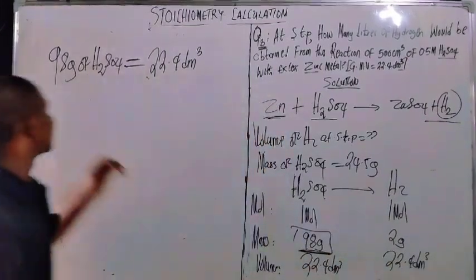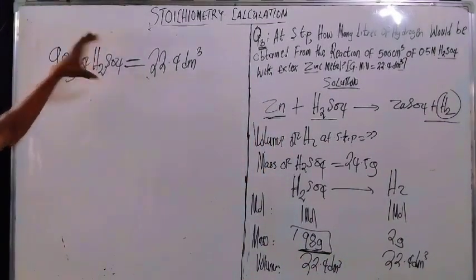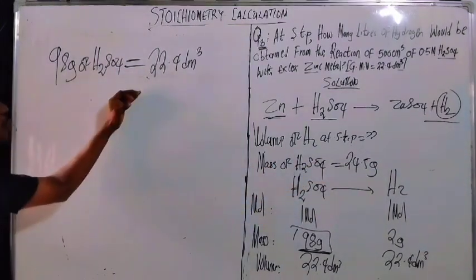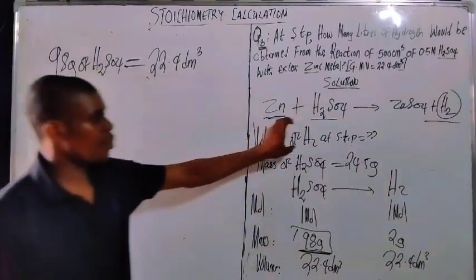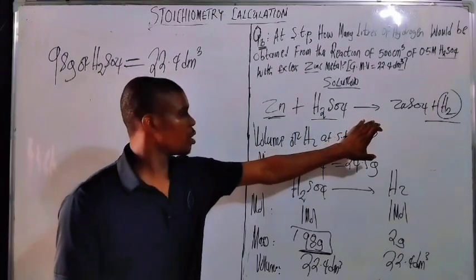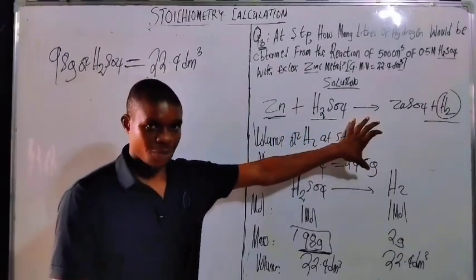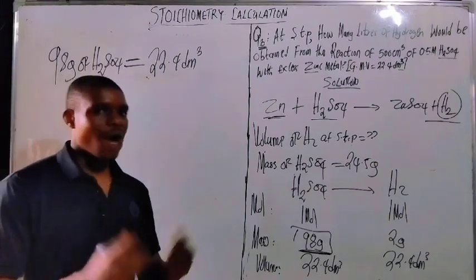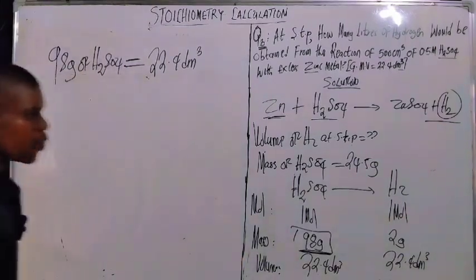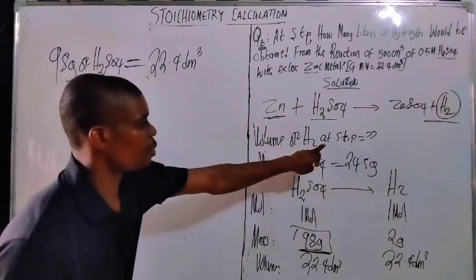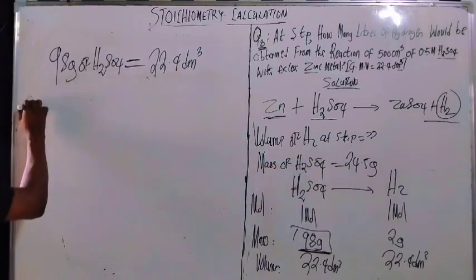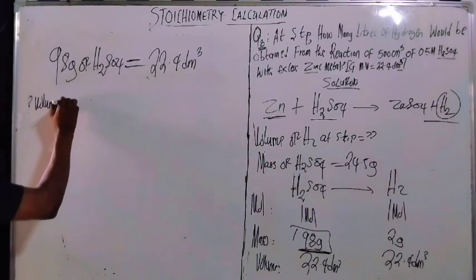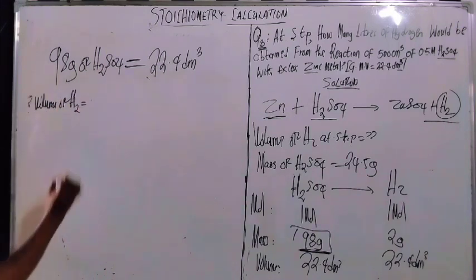So it is saying that 98 gram of H2SO4 corresponds to 24 dm³, because we are calculating what mass of H2SO4 is equal to 24 dm³. They say we should calculate the volume of H2 at STP. Do you understand? So this way we are now going to do the final calculation. How do we do the final calculation here? Remember, we are calculating the volume of H2. So we're going to write: question mark, volume of H2 is equal to.